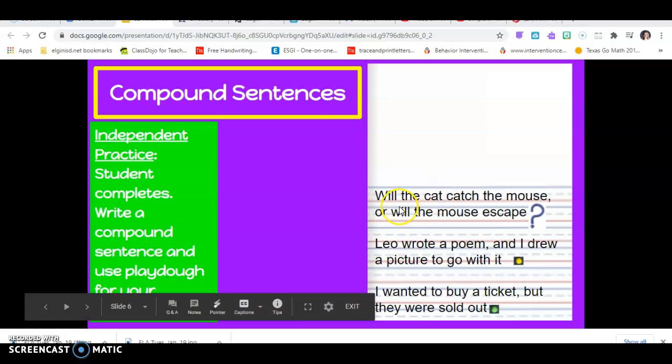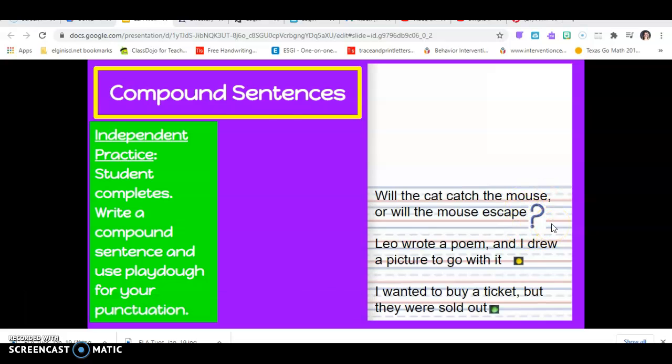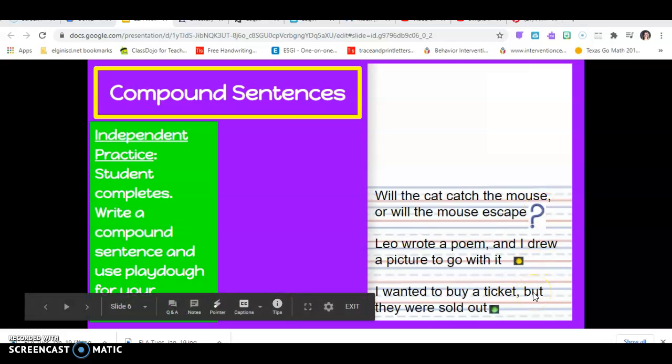Then you wrote these sentences. Will the cat catch the mouse, comma, or will the mouse escape? And made the punctuation mark with your Play-Doh. Don't forget to take a picture with your Play-Doh first and then take it off. And then you can write them in.